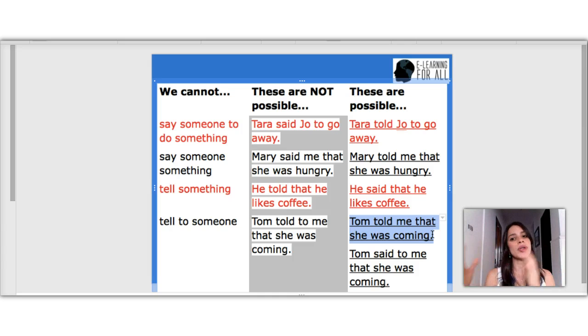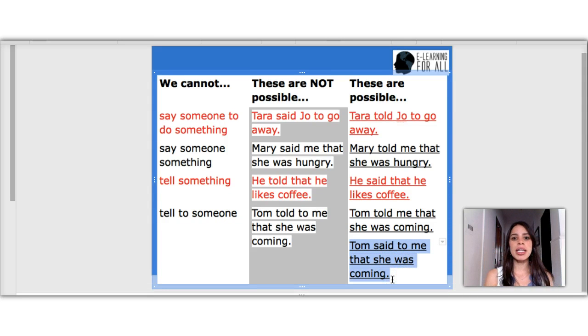We use tell with the person directly after the verb. Directly after the verb tell, you put the person, okay? It's usually a pronoun, right? Or what you can do is use the verb say and use the preposition to. Tom said to me that she was coming. Okay? You have two possibilities here. You can use the preposition to with the verb say. All right? Okay, let's move on.